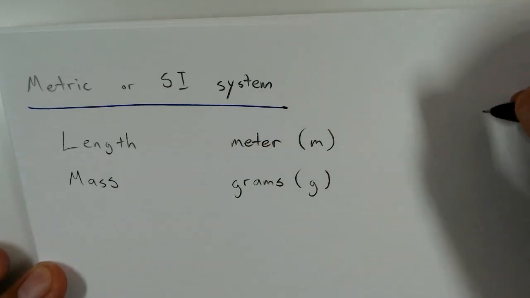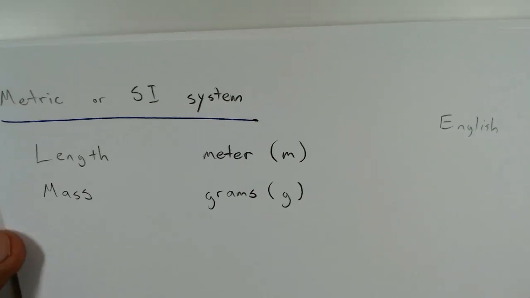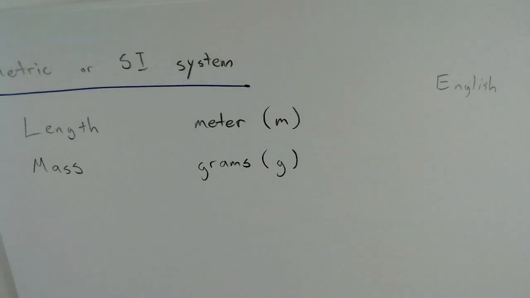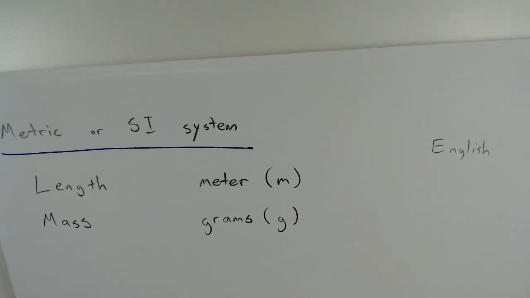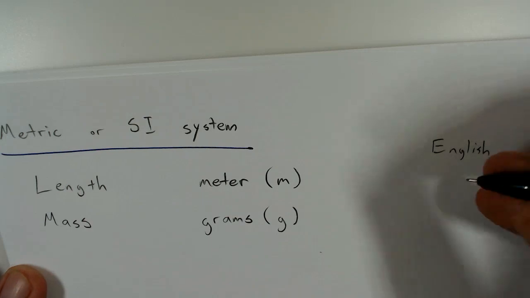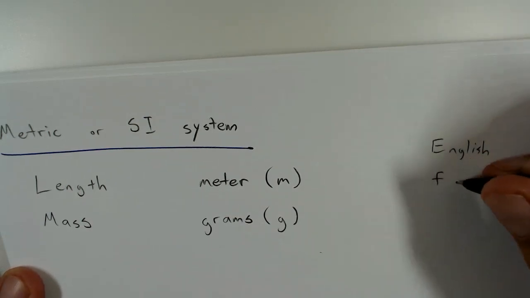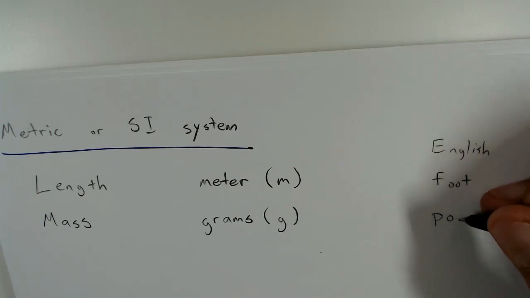And let's go ahead and make a list of the English equivalent over here. Let me fix the zoom on this a little bit. All right, and bring this down. There we go. All right. So some equivalents that we would see in the English system would be something like the foot, and then gram would be probably something like the pound.